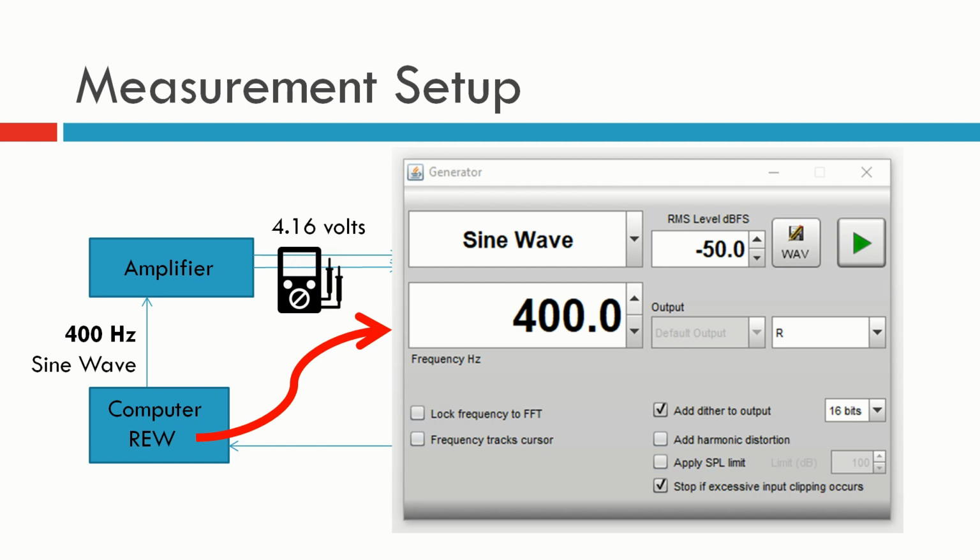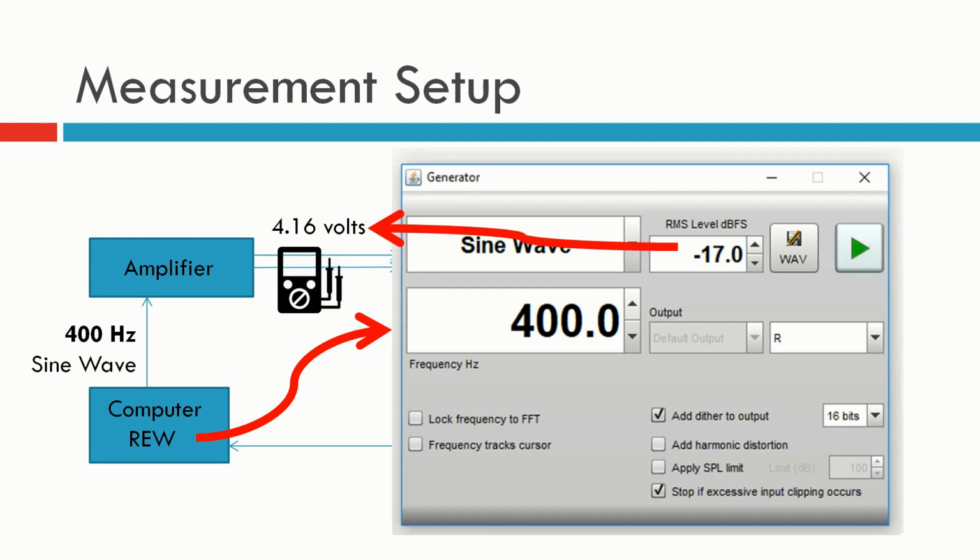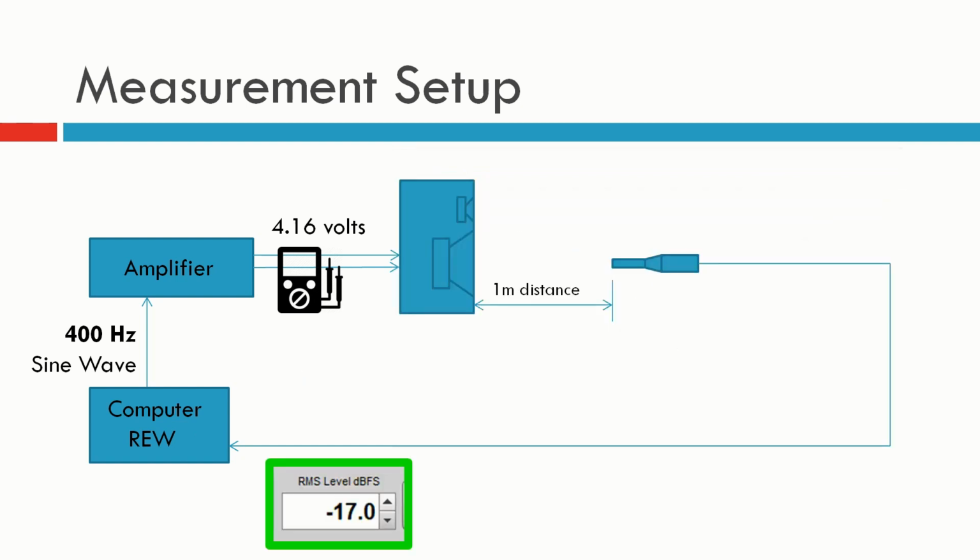You're going to set it to 400 hertz. You're going to set your RMS level to a low level, and you're going to slowly raise it as you're playing the test tone until you reach the target voltage on your voltmeter of 4.16 volts. When I did this test with my setup, it ended up being minus 17 dB. So this then becomes your set level, and you also need to consider all the other settings in your setup.